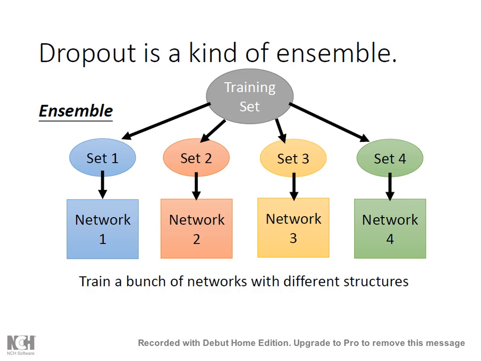Okay, the dropout is kind of ensemble learning. So what is called ensemble? Ensemble means I have several machines, several classifiers. And for each classifier, the training set is divided into 4 parts, and for each set I will use a different network to do the training. So actually I will apply 4 different networks.